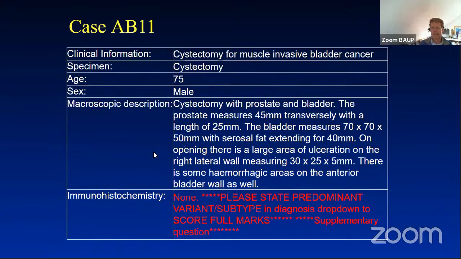So the next case is a cystectomy specimen for muscle invasive, 75-year-old. And there is a supplementary question again, so we will be giving 0.5 for each of the 2 questions. And it was specifically asked, please state the predominant variant subtype in the diagnosis drop down to score full marks.